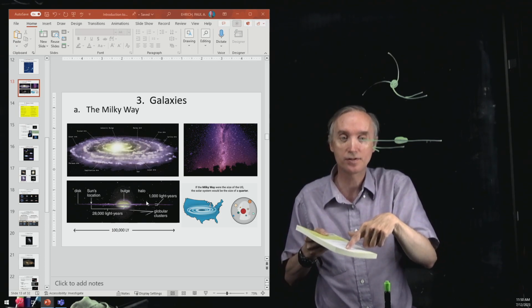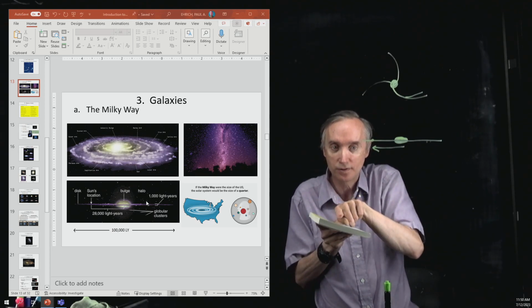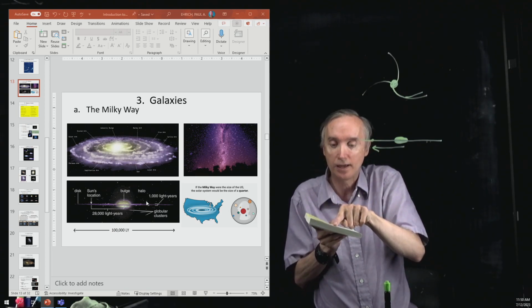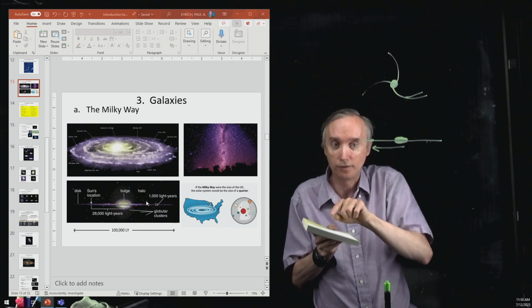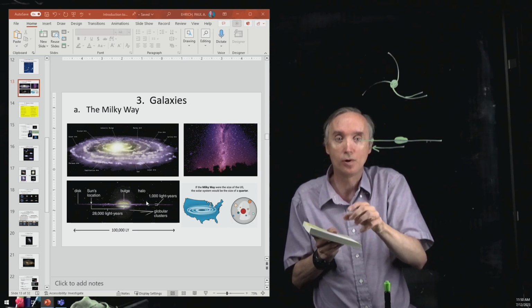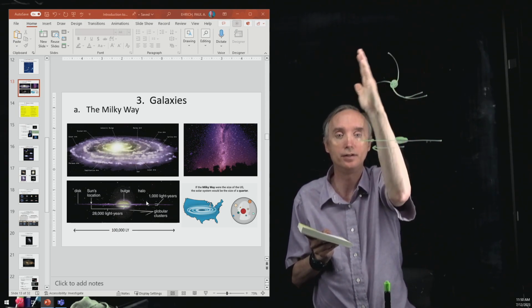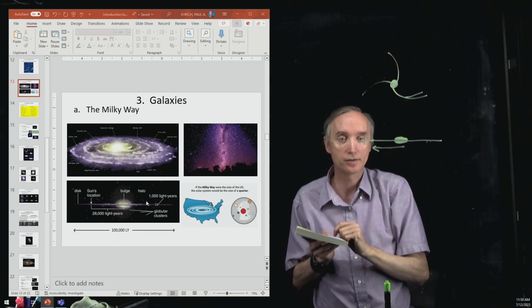And so let's just say, for the sake of argument, that you would be looking in this direction, and you would be looking through the plane of our Milky Way galaxy. And so that's the reason why you're going to see this band of light in the sky. You're actually looking through the plane of our Milky Way galaxy.